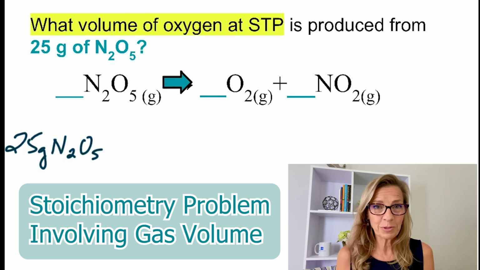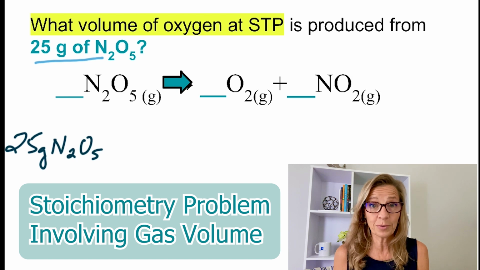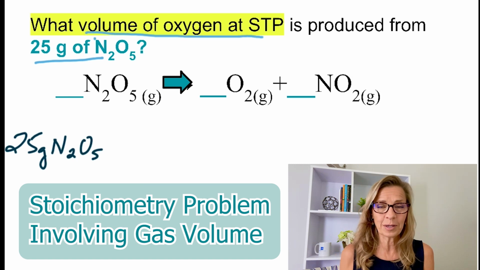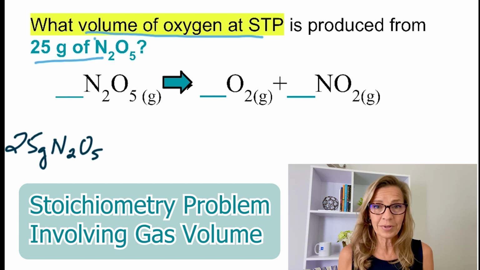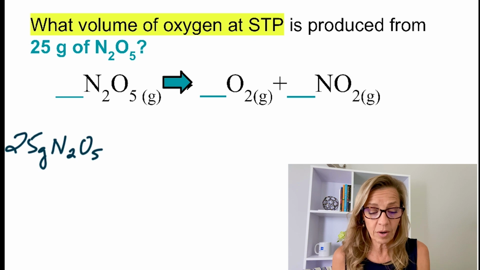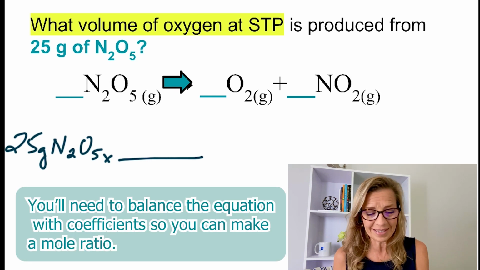Let's work a stoichiometry problem where we go from grams of a substance to volume of a gas. Okay, now this is going to look completely different, but we really handle them just the same as we do any stoichiometry problem. So we're always going to write the given. Now, I notice that I have an unbalanced chemical equation. So first thing we have to do is balance.